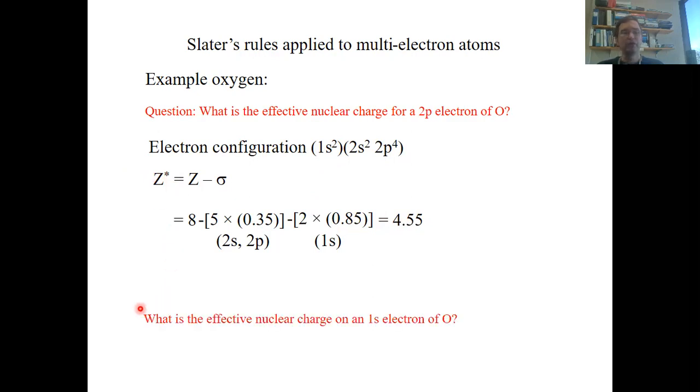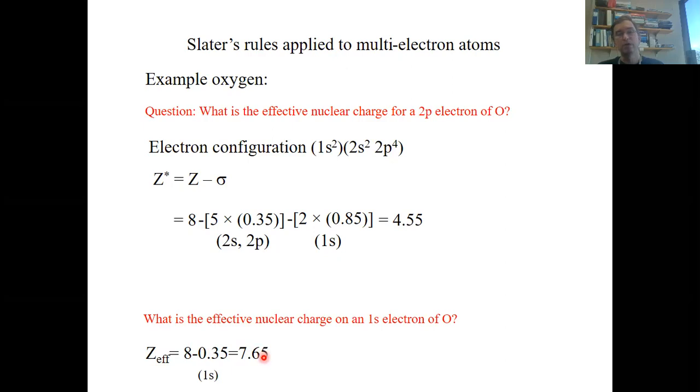Now we could, for instance, also ask what's the effective nuclear charge on a 1s electron of oxygen. When we look at one of these two, we can ignore these 6 because they are in a group to the right of the electron that I look at. We only need to look at the shielding effect of the other 1s electron. So the effective nuclear charge would be 8 minus 0.35, which is equal to 7.65.